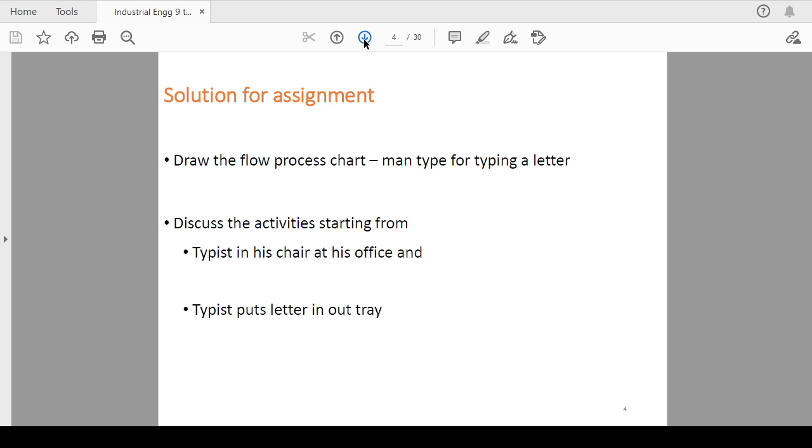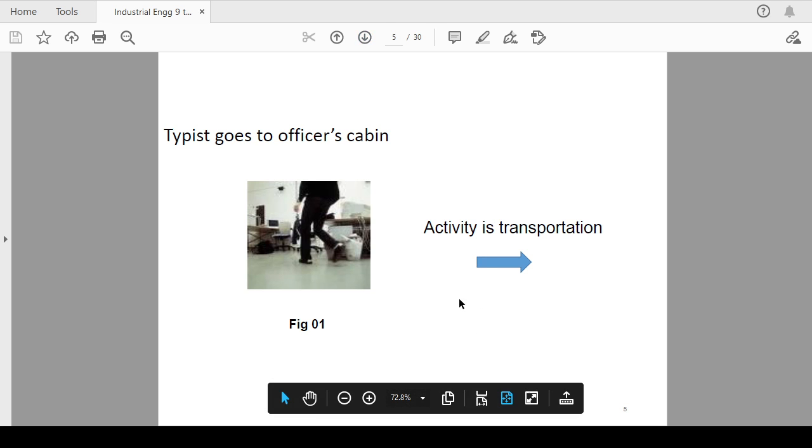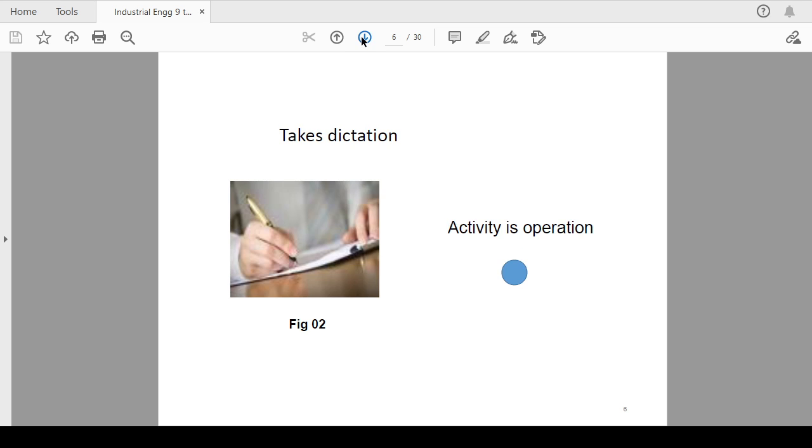Now, suppose you want to draw the flow process chart of a man typing a letter. The flow process chart starts from the typist in his chair at his office, and it will end when the typist puts letters in the out tray. First is the typist going to the officer's cabin. This activity is transportation, so it will be represented by this particular arrow, the symbol of the transportation activity.